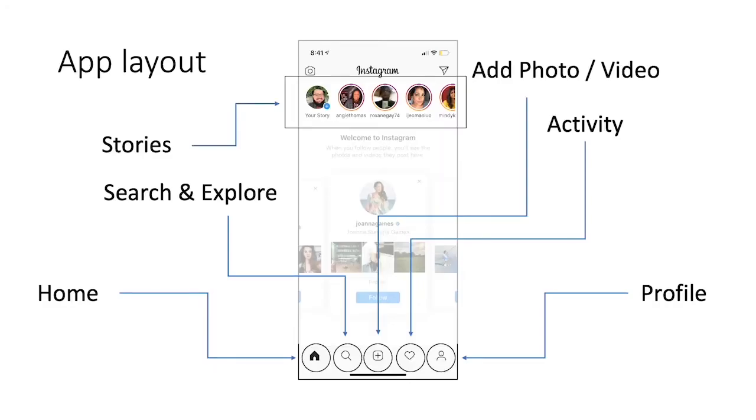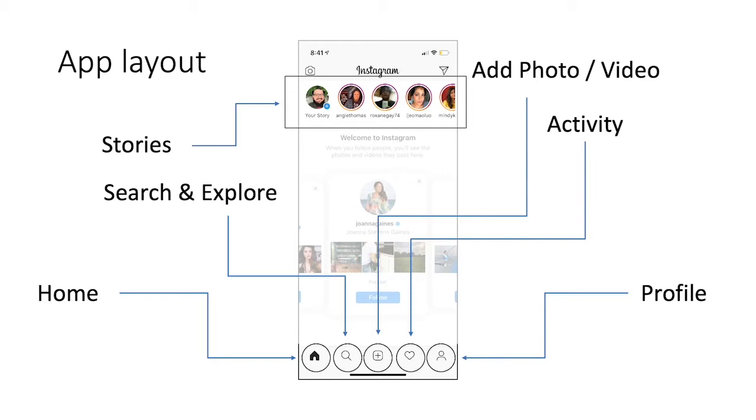So this is the app layout. We'll go ahead and start from the bottom left-hand corner of the app, beginning with the home button. The home button will be the first screen that you see when you first log in. Home contains your feed, or going to the Facebook comparison, it is your timeline. This is where you'll see photos and videos of people you follow, or again, using the Facebook comparison, friends. Photos and videos will appear here.